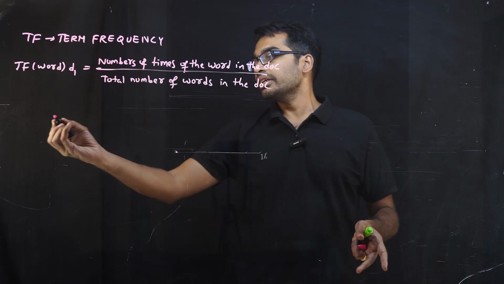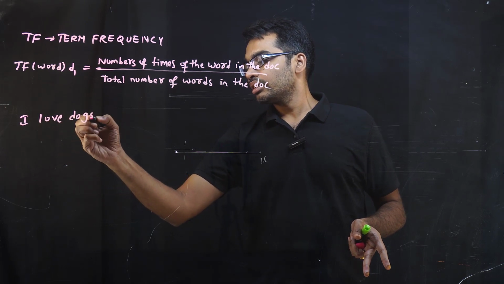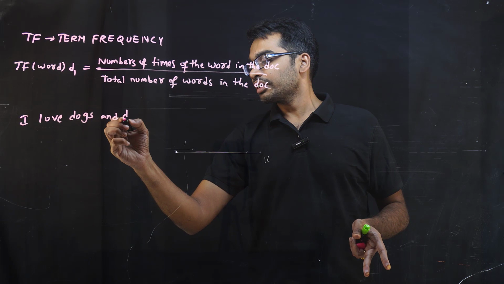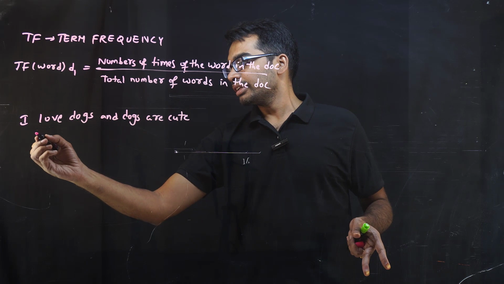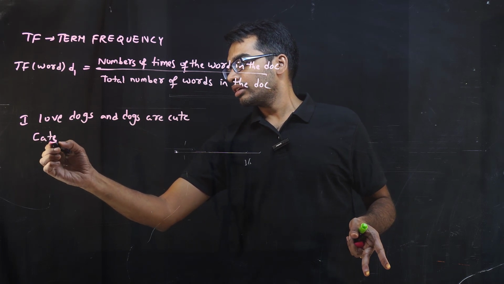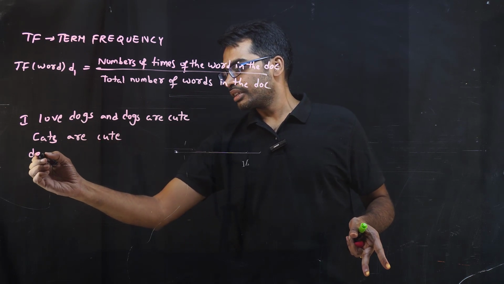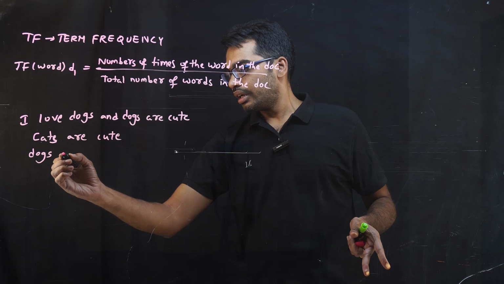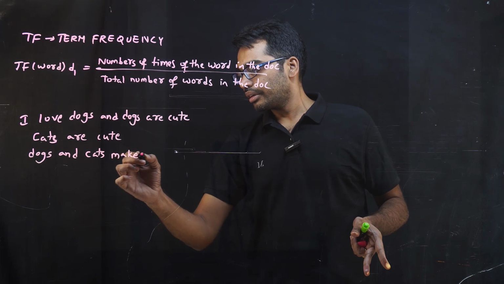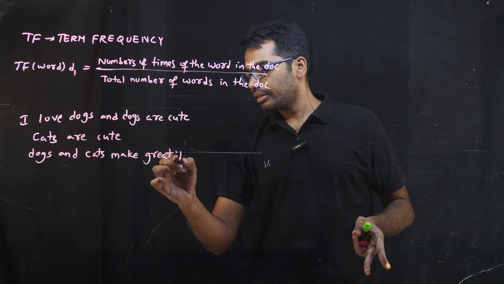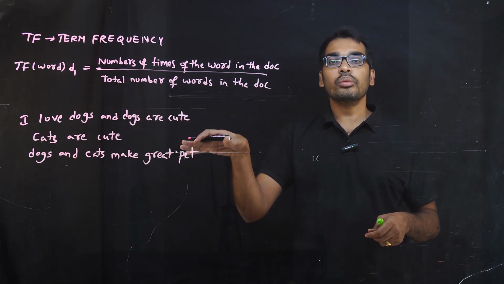The first example is, "I love dogs and dogs are cute." Similarly, the second is, "Cats are cute." The third example is, "Dogs and cats make great pets." Assume that these three are the sentences, or documents, three documents.